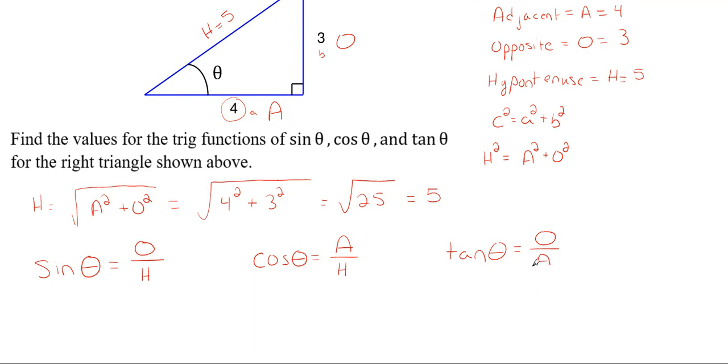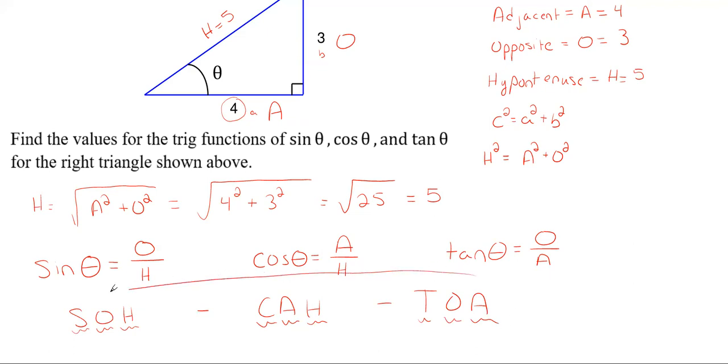So a good acronym to use to remember this would be SOH-CAH-TOA. The SOH part is the sine, which is equal to the opposite over the hypotenuse. The CAH part is cosine, which is equal to adjacent over hypotenuse. And lastly, the TOA is the tangent, which is equal to the opposite over adjacent. So this is a fantastic acronym to memorize for trig functions of right triangles.